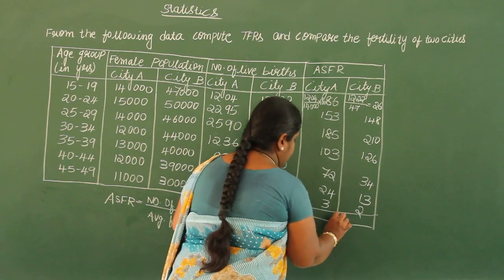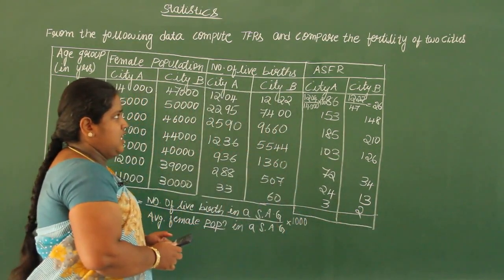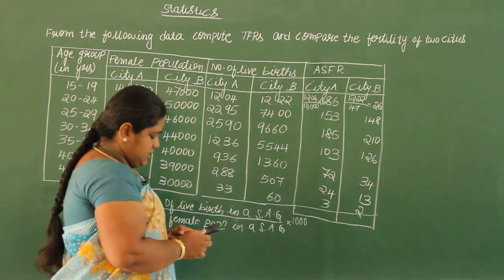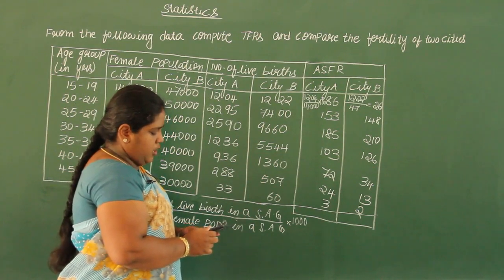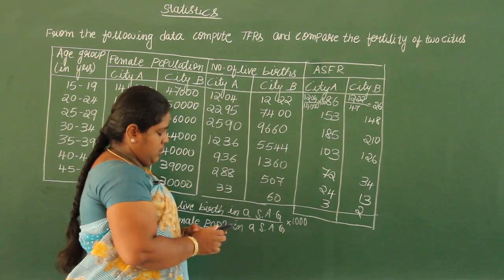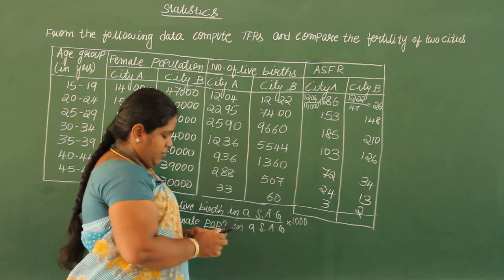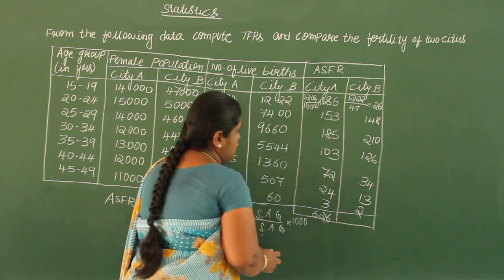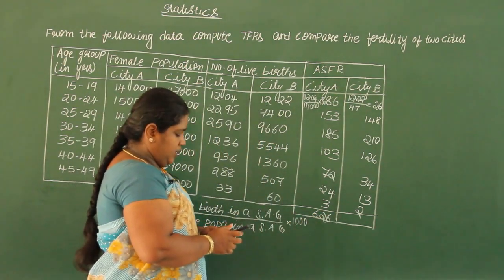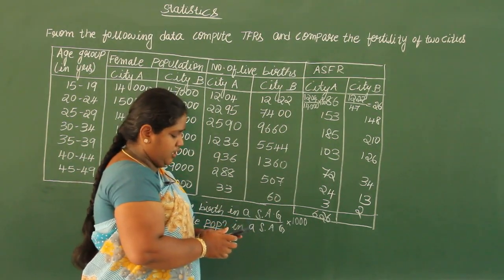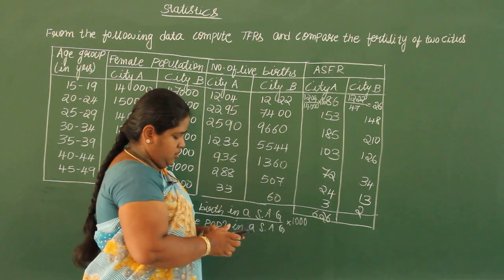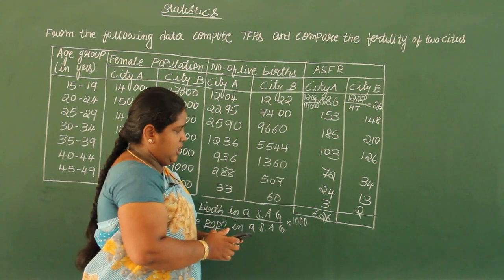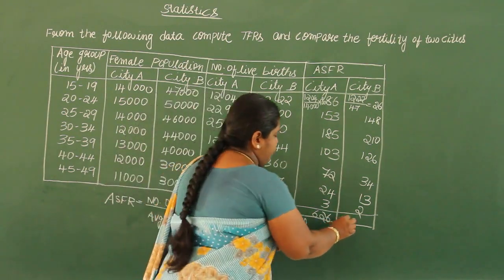So you need the total of this now. Add the ASFR of city A and the ASFR of city B. So it is 86 plus 153 plus 185 plus 103 plus 72 plus 24 plus 3. We'll get 626. Then add the city B values: 26 plus 148 plus 210 plus 126 plus 34 plus 13 plus 2, we get 559.